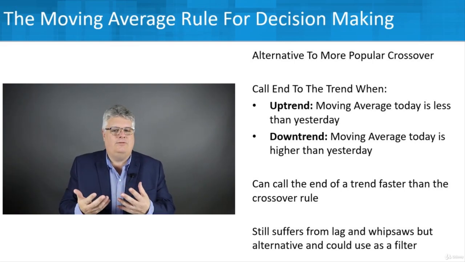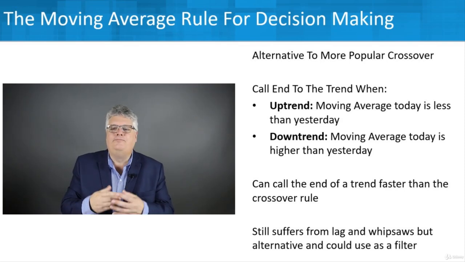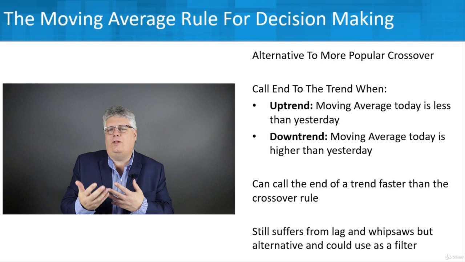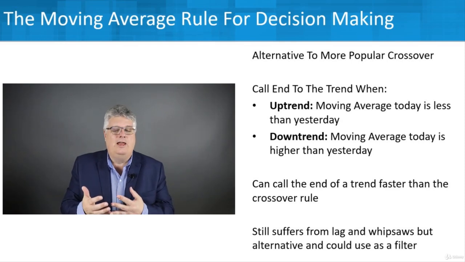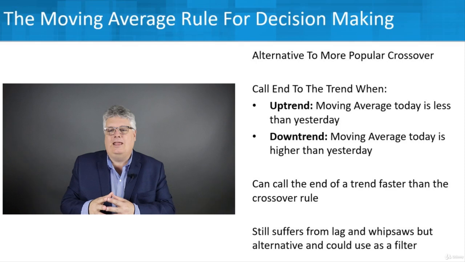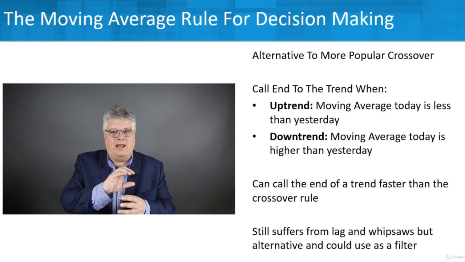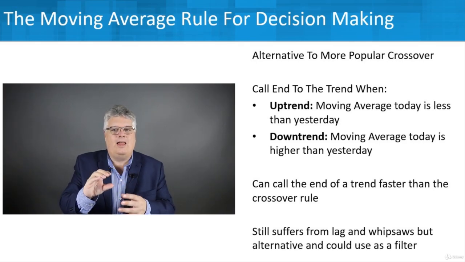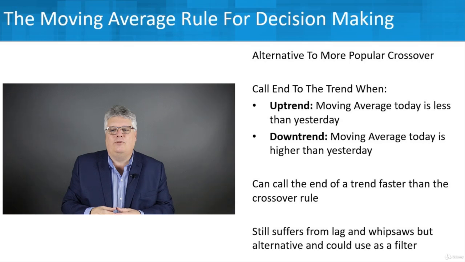The advantage of this is you're not looking at crossovers, you're just strictly looking at the moving average line over the period of time. It helps in that you can call an end to a trend faster than with the crossover rule. Moving averages always are a lagging indicator, but you're able to see where that change is occurring on the line, as opposed to waiting for crossovers and prices.